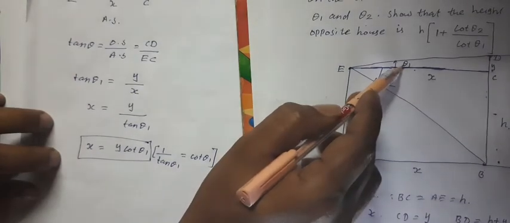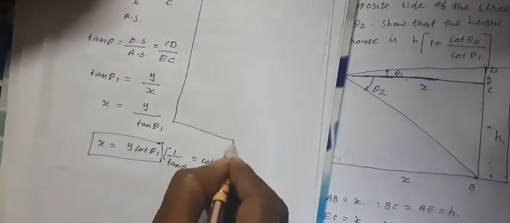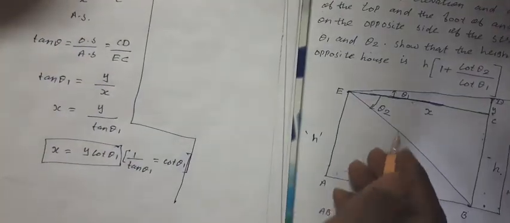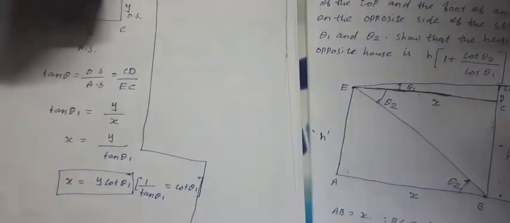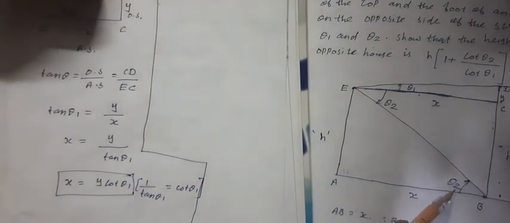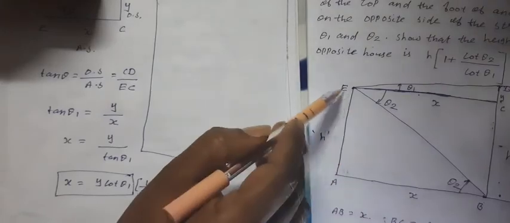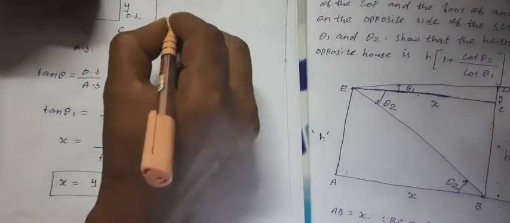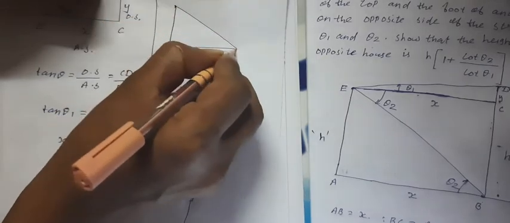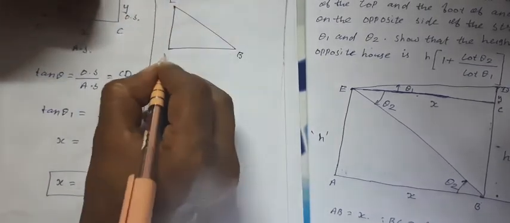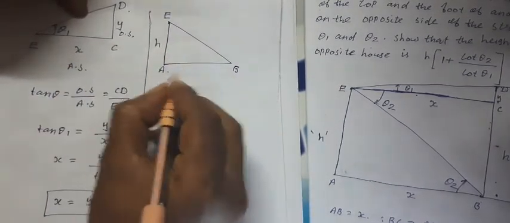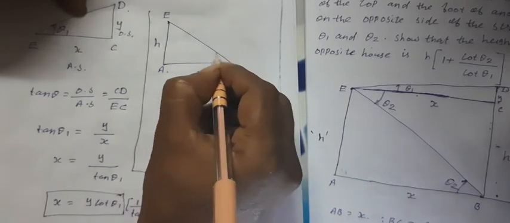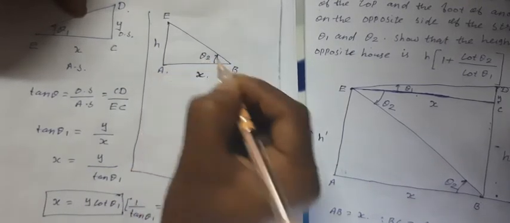Next we can use theta 2. Take the triangle and draw theta 2. Here the angle of depression is given, so theta 2 will come here. Theta 2 is in the right angle triangle BEA. So next I take the right angle triangle BEA. Here AE is equal to h and AB is equal to x, and theta is theta 2.